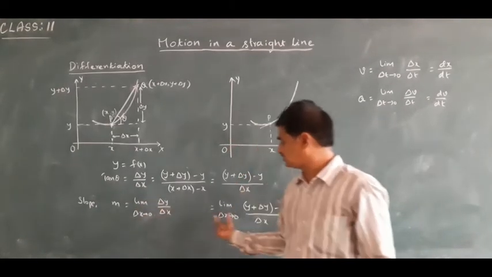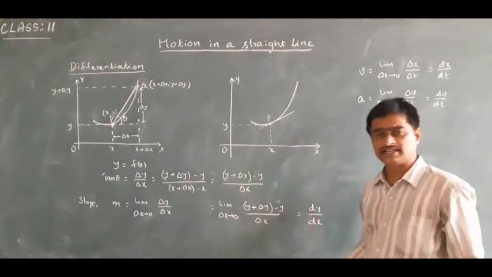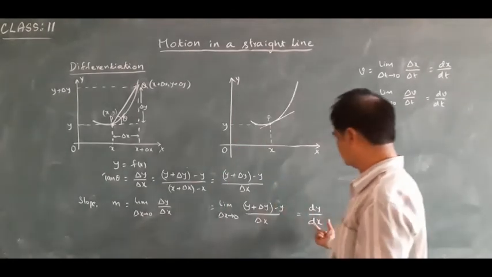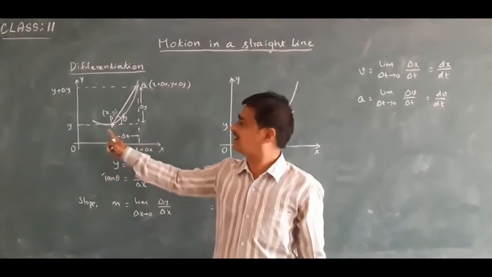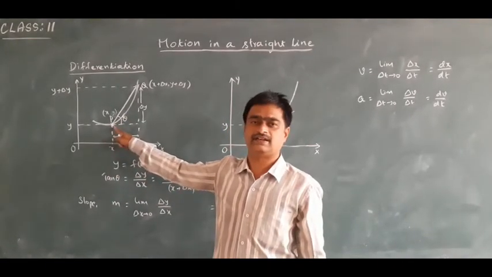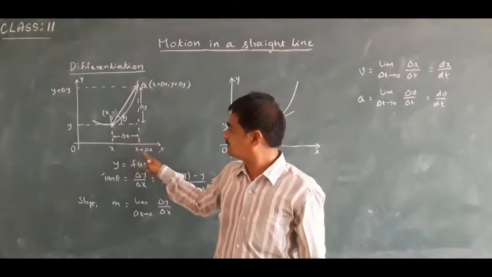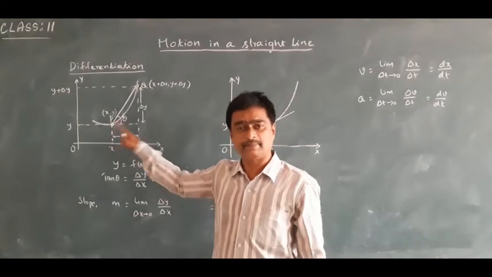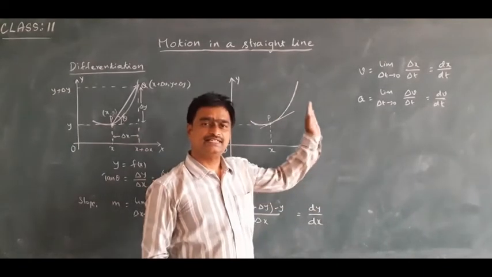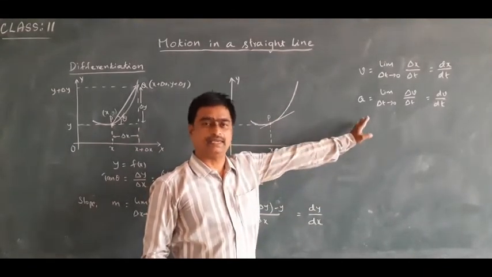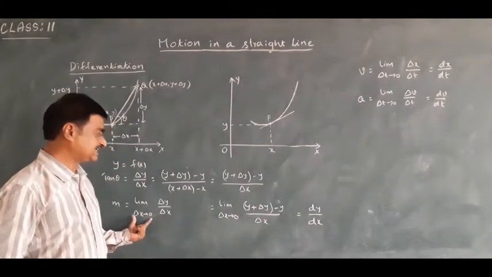We call this concept the differential of y with respect to x, dy by dx. In our sense, it gives the exact value at P: the exact change of value of y with respect to the exact change of value of x at P. That is the meaning of limit of delta y by delta x as delta x tends to 0.